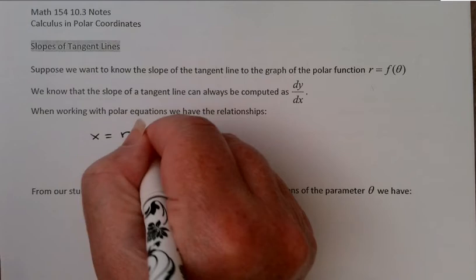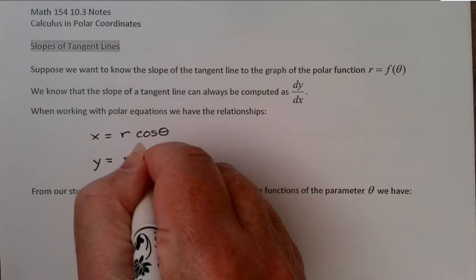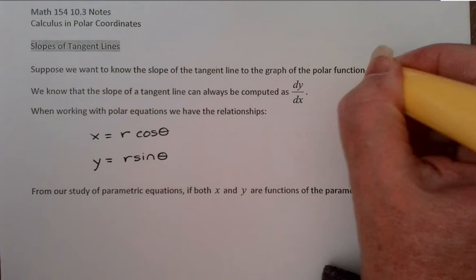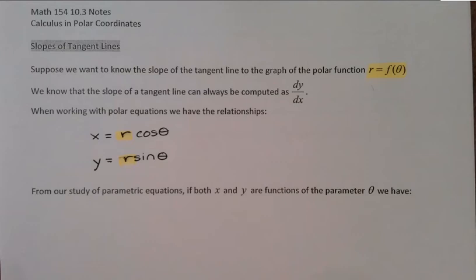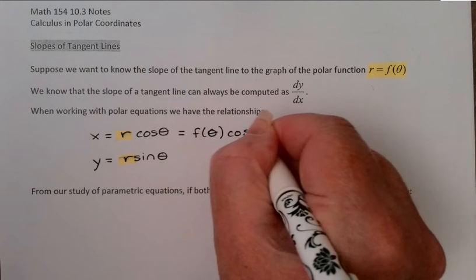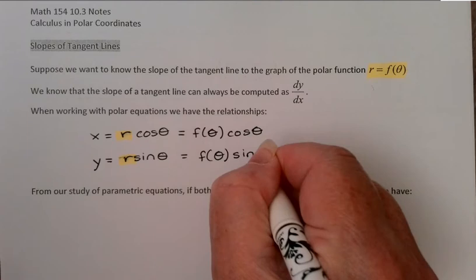x equals r cosine theta, and y equals r sine theta. If we're working with a particular polar graph, then we have r equals f of theta. So we can actually just substitute f of theta for the r's in those equations. So I could write my x as f of theta cos theta, and the y could be f of theta sine theta.